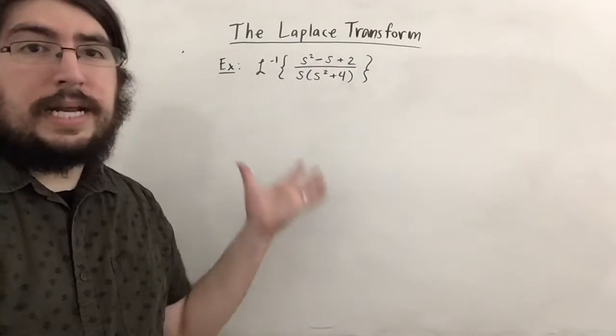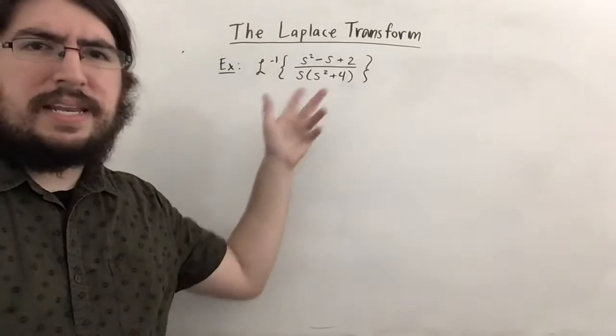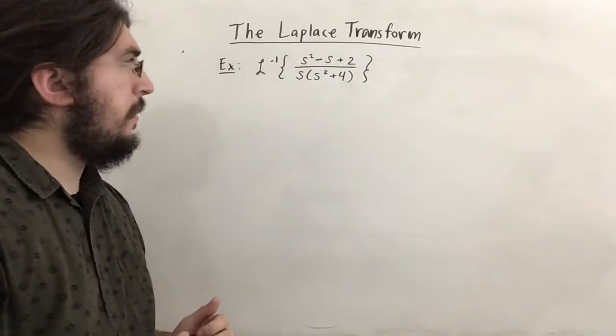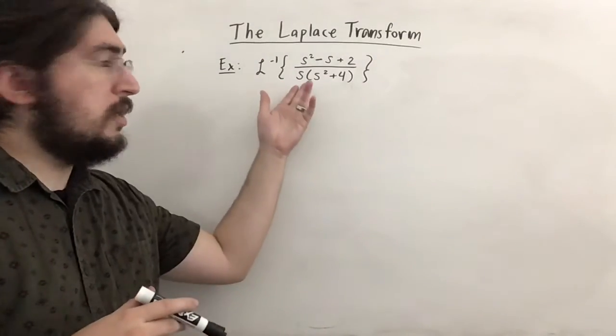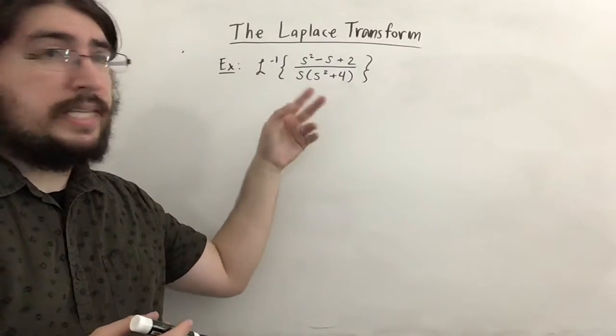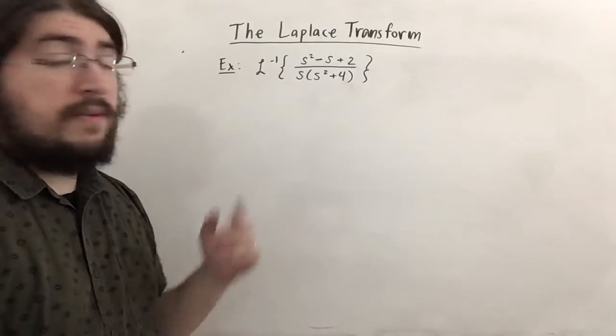All right, so now for this next example, we have this fraction, and again, the denominator is factored, as we can see here. Also notice that the degree of the denominator would be 3. If you distribute this s, you get s cubed. And the degree of the numerator is s squared.